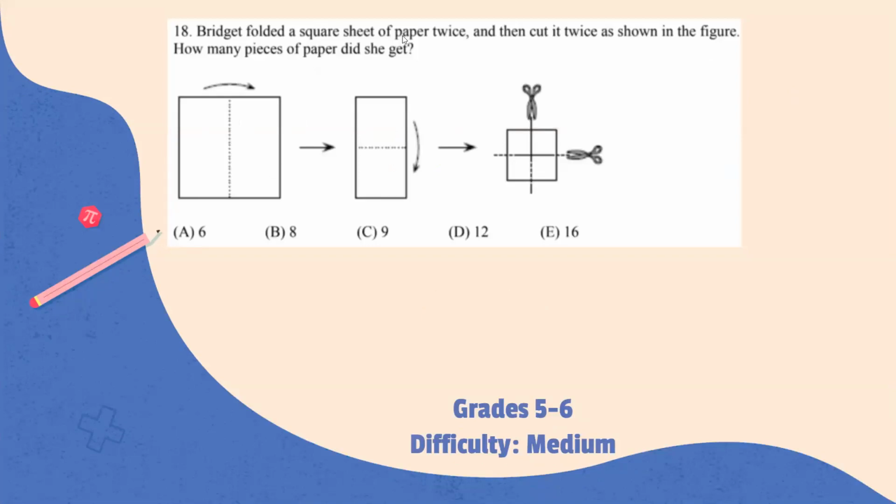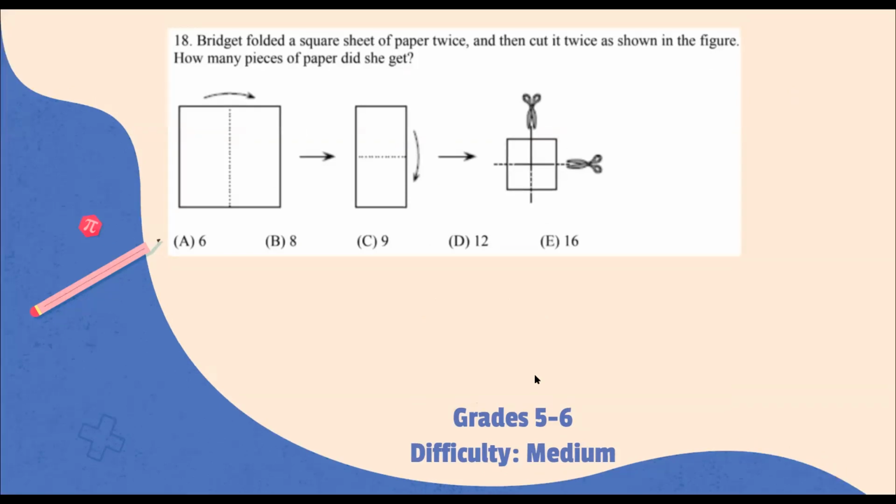All right, now we'll be going over Bridget and her squares. All right, so Bridget folds a square sheet of paper twice.